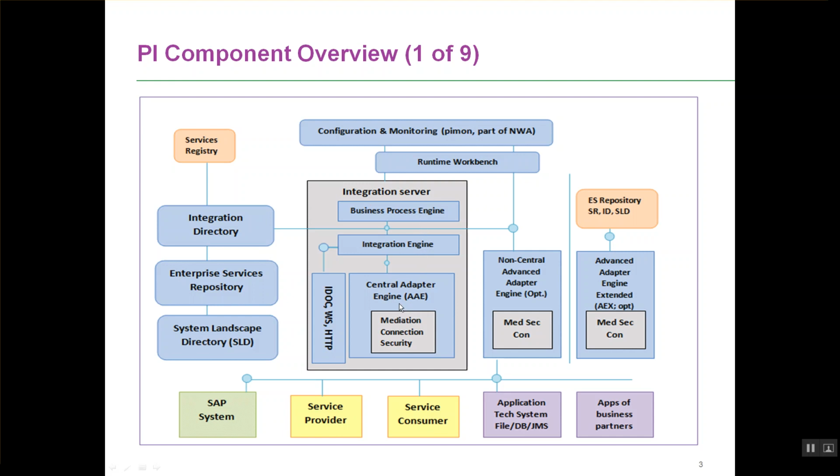The central adapter engine is nothing but the connectivity layer. It contains all the adapters. Because PI needs to talk to multiple applications, PI needs to support different types of connectivity options. So that is done by the central adapter engine. The integration engine is where the main pipeline of PI gets executed, and the business process engine is where a specific component of PI called CCBPM will execute.